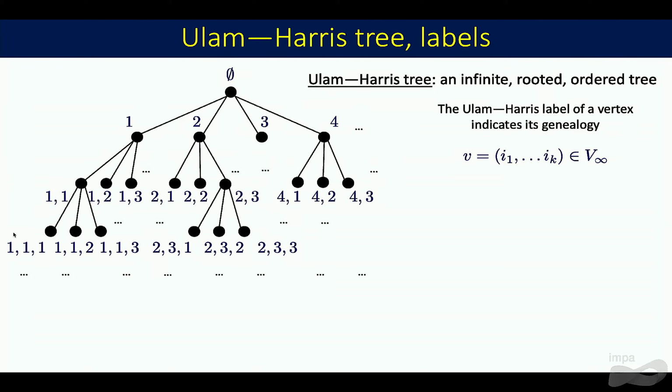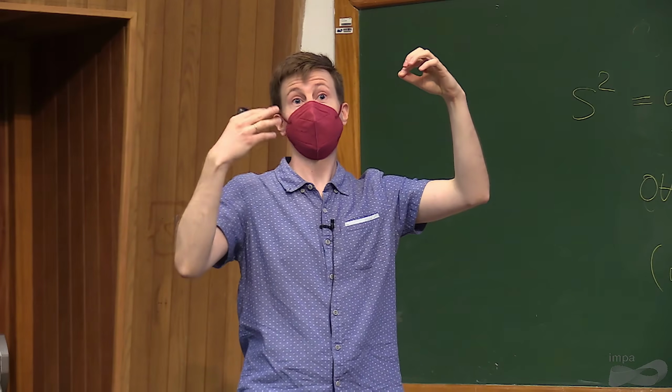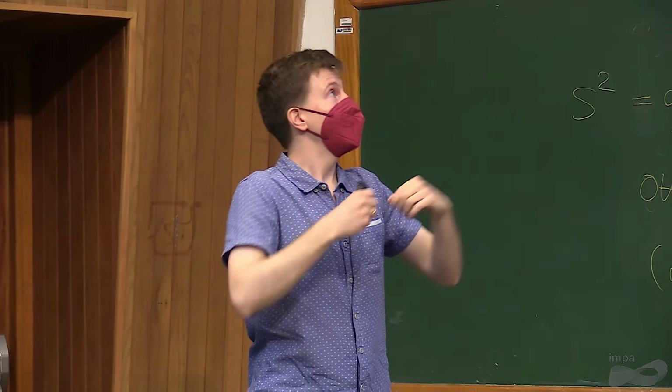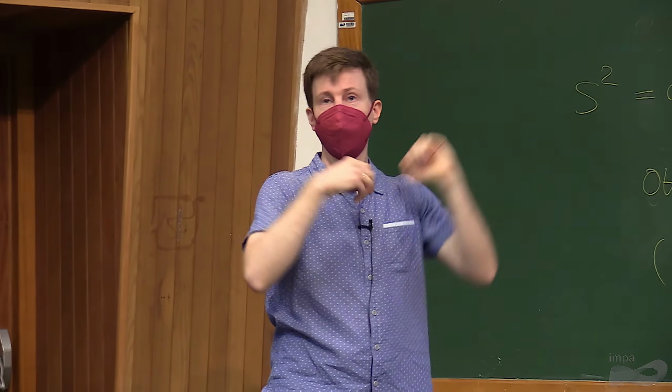Okay, so let me tell you about the Ulam-Harris common subtree. This is a particular construction. Before I do this, I have to tell you what an Ulam-Harris tree is and what Ulam-Harris labels are. The Ulam-Harris tree is an infinite rooted and ordered tree. You have a root on top, and then the root has countably infinite children. These are labeled 1, 2, 3, etc. And they're also ordered in the plane.